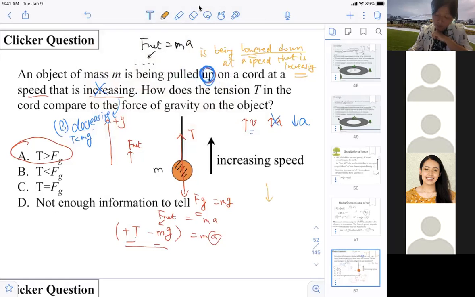So in that case, it's being lowered down. I know this is my velocity, and at a speed that is increasing, it's going down further, speeding up. So what is the direction of your acceleration? Also negative. Also down, very good. So in that case, acceleration is down, then the gravity would be bigger. So in that case, I would still choose B, where F of G is bigger than tension.